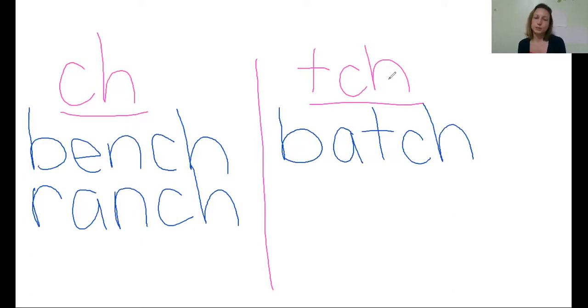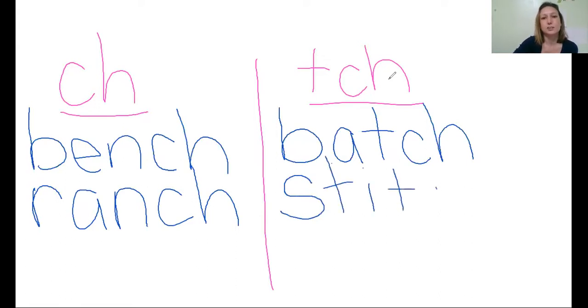Next one, stitch. Stitch. If you stitch something up, you sew it up. Sound it out carefully. Let's do it together. St, itch. I heard itch. And I is a short vowel sound. So I'm going to put it on TCH. St, itch. And notice how I'm sounding it out as I spell it. S-T-I-T-C-H.